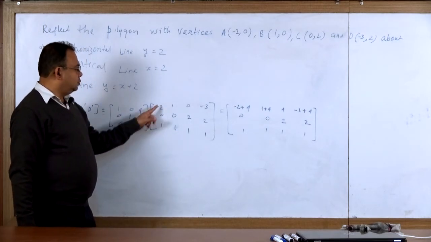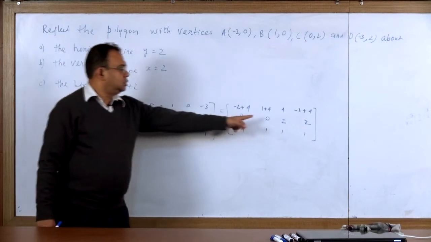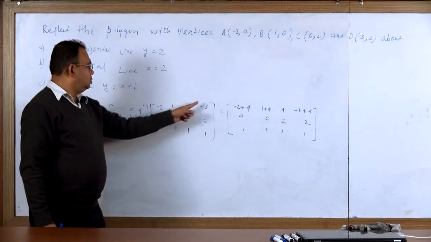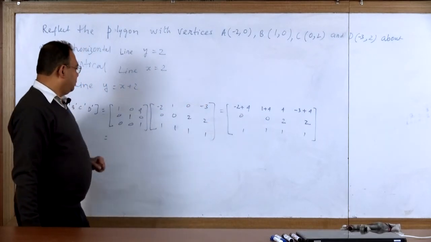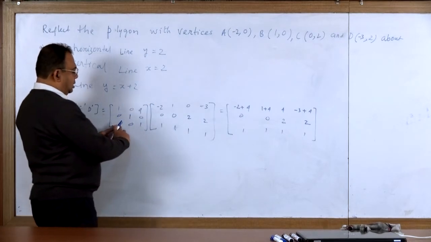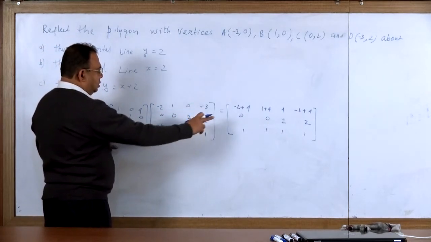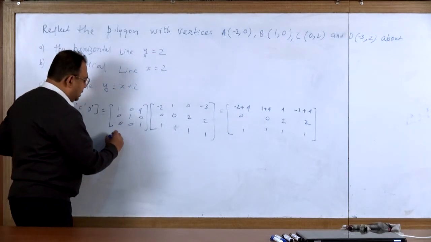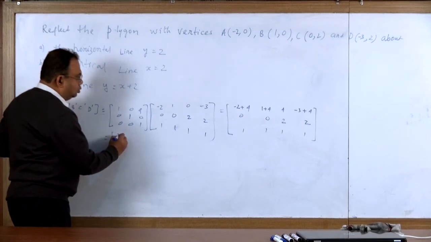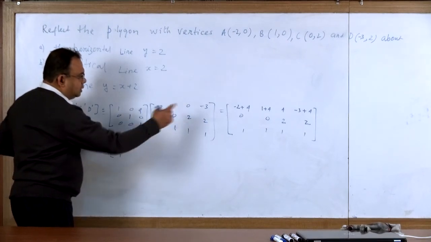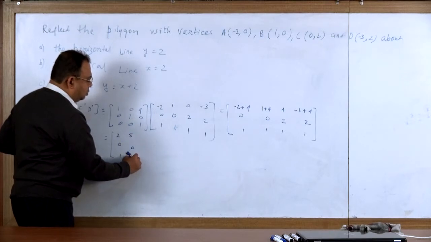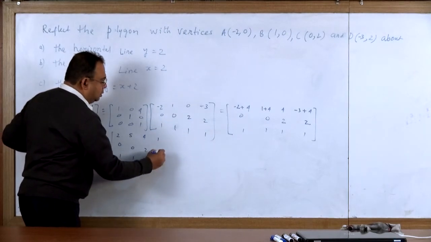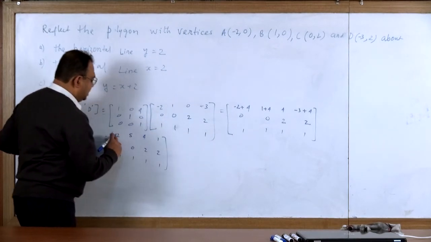Similarly, second row, first column, second row, second column, 0, second row, third column, that is 2, second row, fourth column, that is minus 2, that is 2, and third row, first column, that is 1, third row, second column, 1, and so on. So, the result matrix is 2, 0, 1, second one is 5, 0, 1, 4, 2, 1, and this is 1, 2, 1. So, this is A dash.